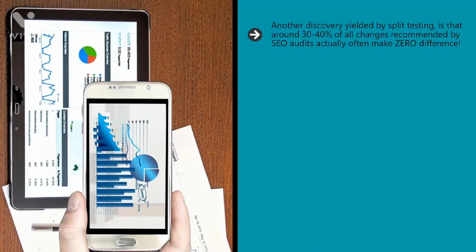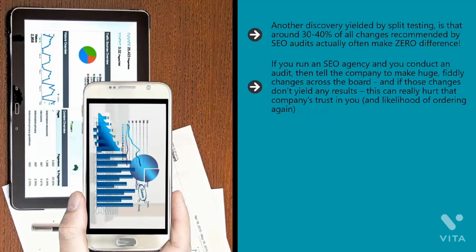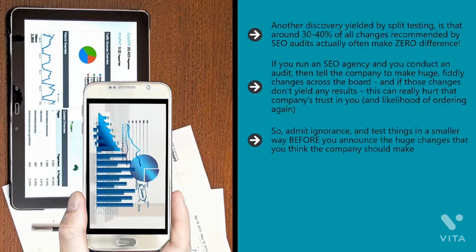Another discovery yielded by split testing is that around 30 to 40% of all changes recommended by SEO audits often make zero difference. Once again, this shows us that what works in theory or on paper doesn't necessarily hold up in the real world. And it shows us the value once more of conducting real split tests. If you run an SEO agency and you conduct an audit, then tell the company to make huge, fiddly changes across the board, and if those changes don't yield any results, this can really hurt that company's trust in you and likelihood of ordering again. So, admit ignorance and test things in a smaller way before you announce the huge changes that you think the company should make.